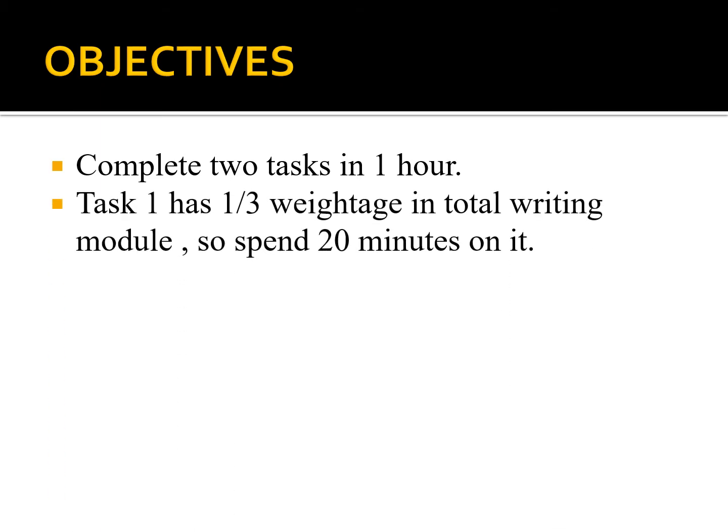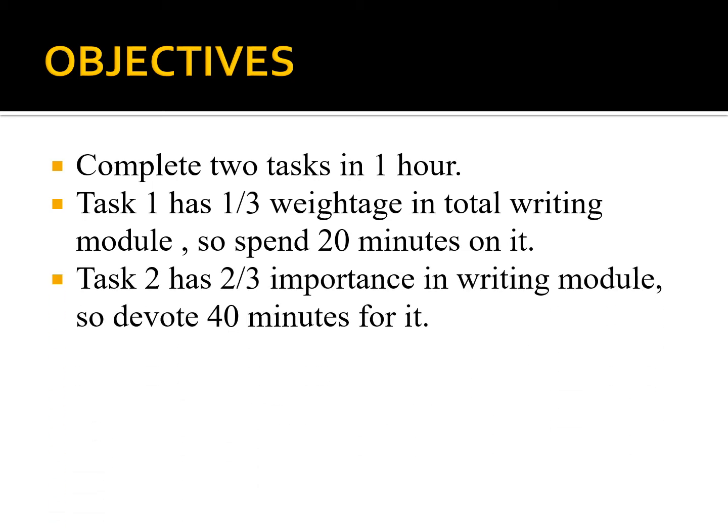Let's talk about the objectives, that is the aim. What are the requirements that we need to follow? You have to complete two tasks in an hour, that is 60 minutes. Task 1 has 1/3 weightage in the total writing module, so we have to spend around 20 minutes on it. Task 2, whereas, has 2/3 weightage in the writing module, so we have to devote 40 minutes to it.